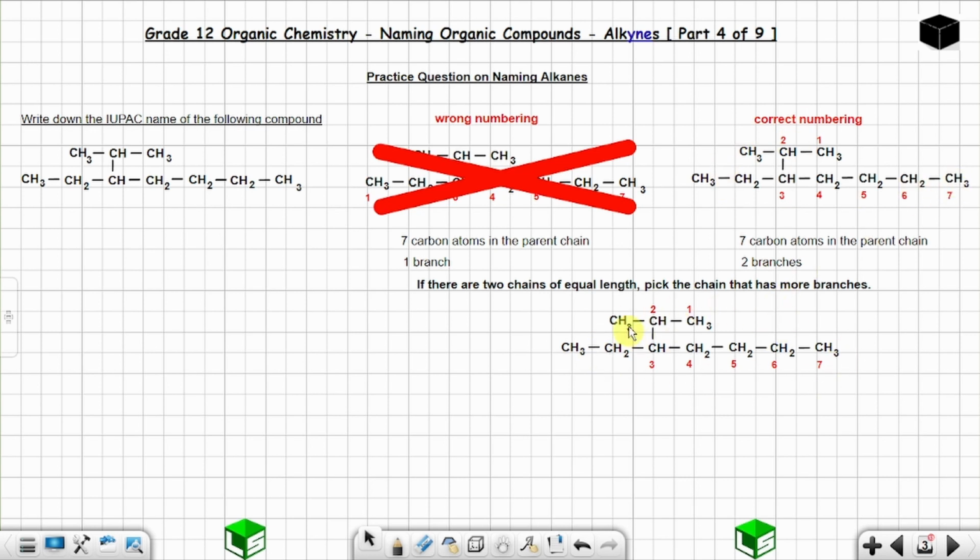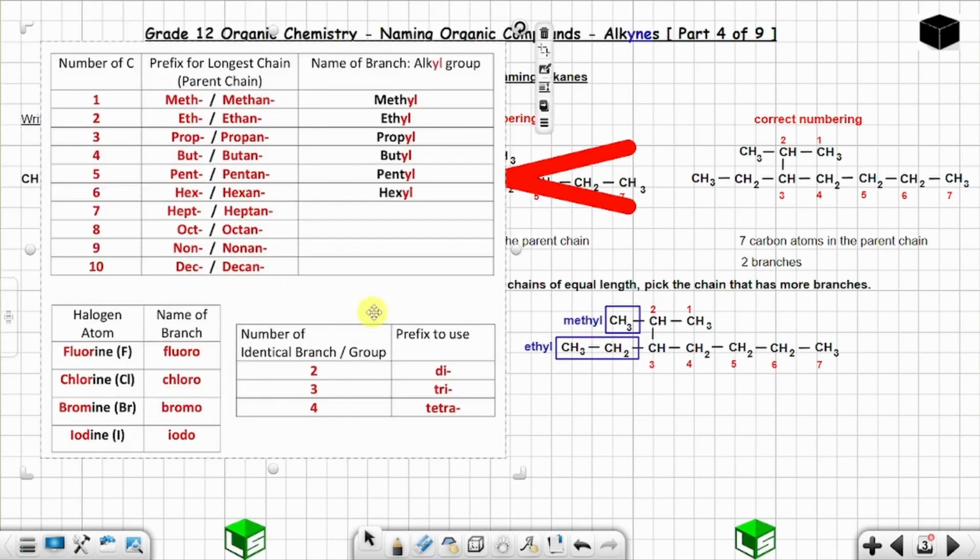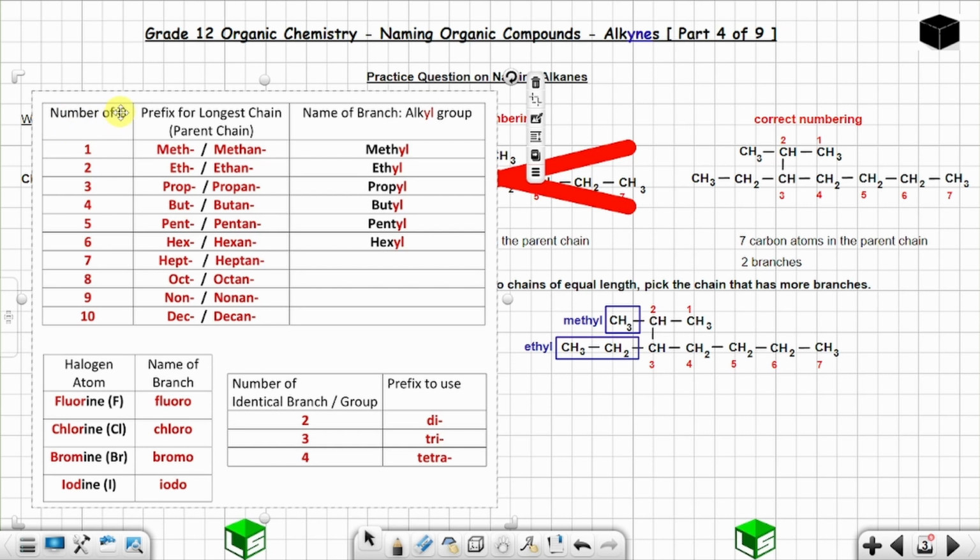So this is your branch and this is your branch. This one is known as methyl, 1 carbon atom, and this one is known as ethyl, 2 carbon atoms. You can see that from the table. Number of carbon atoms: 1 carbon, the branch is known as methyl; 2 carbon atoms, the branch is known as ethyl.